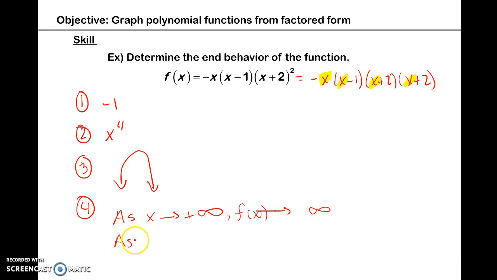And then as x goes towards negative infinity, f of x goes to negative infinity. They both go the same direction. They both go down. Okay, and thus we have determined the end behavior of a function from factored form.